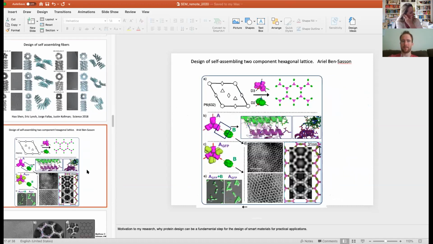We can do the same thing in 2 dimensions. So now here we have 2 proteins that have been designed, a magenta protein and a green protein, designed to come together to form an extensive hexagonal lattice. And that you see here.